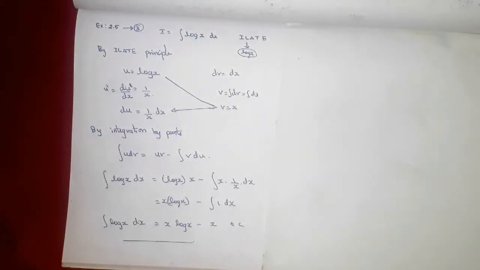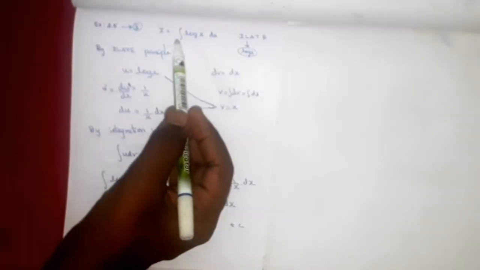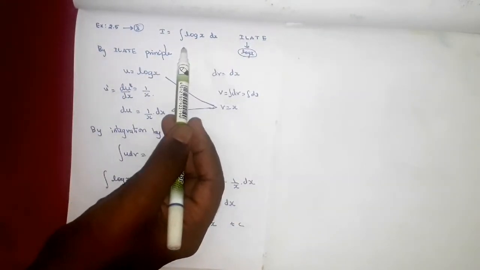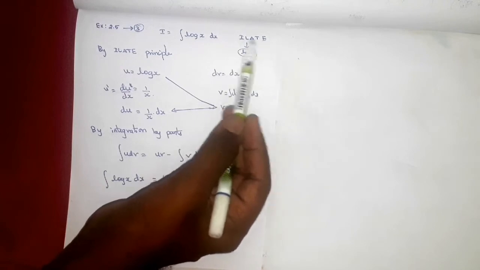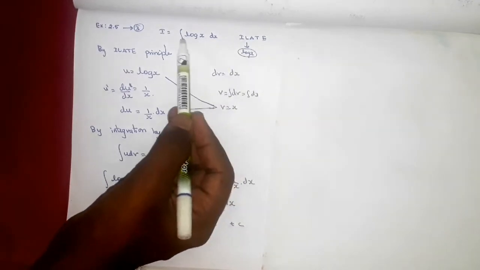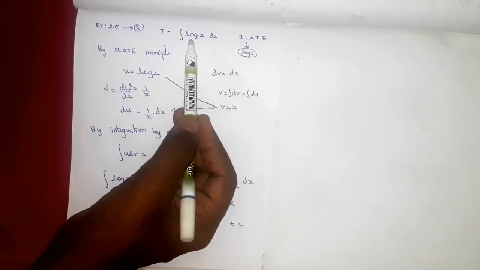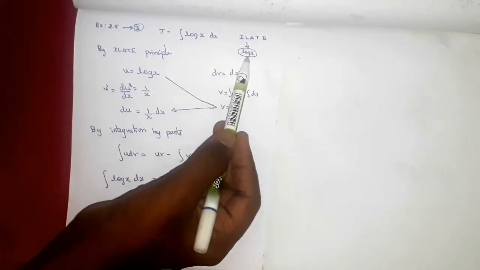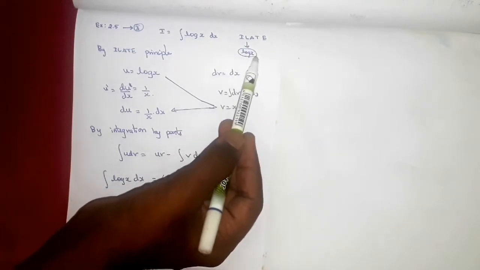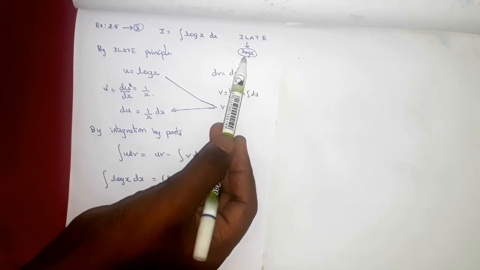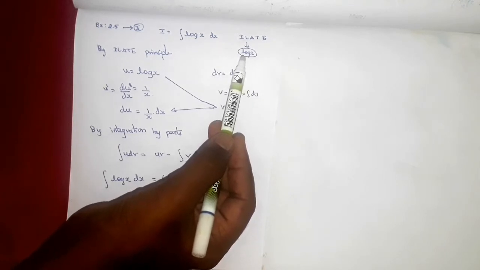Now we are going to see exercise number 2.5, sum number 3. They have given I equal to integral log x dx. First you write the word isolate. Here you can see only one function is given. What is that? Log x. So below L you write log x. Since it is the only function, it should be chosen as u.